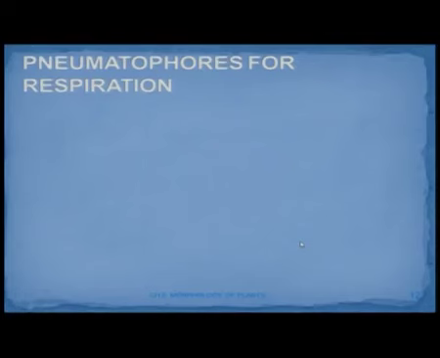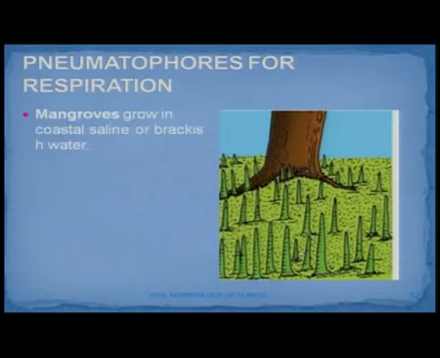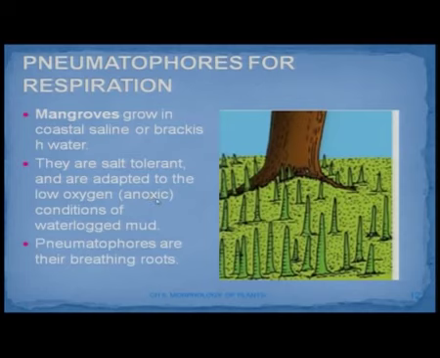Now, as I said earlier, some roots are also modified for performing respiration. This is the picture that is given in your NCERT book of pneumatophores. What are pneumatophores? Actually, mangroves are those plants that grow in coastal saline or brackish waters, and in these regions and habitats the salt concentration is very high and the soil is waterlogged. So, the plant faces lack of oxygen. In such a condition a normal root can die. So, in these plants pneumatophores are developed and they are the breathing roots.